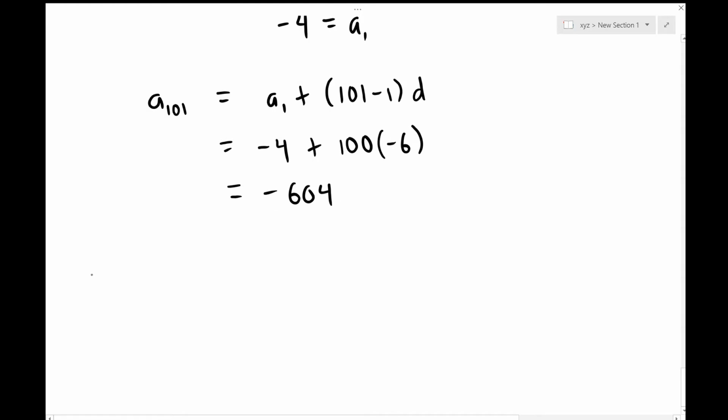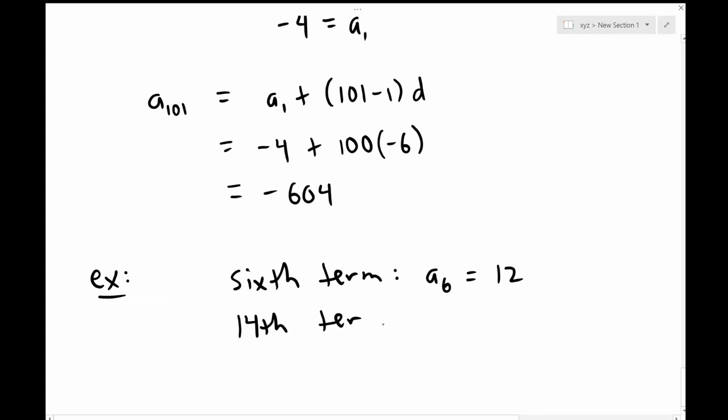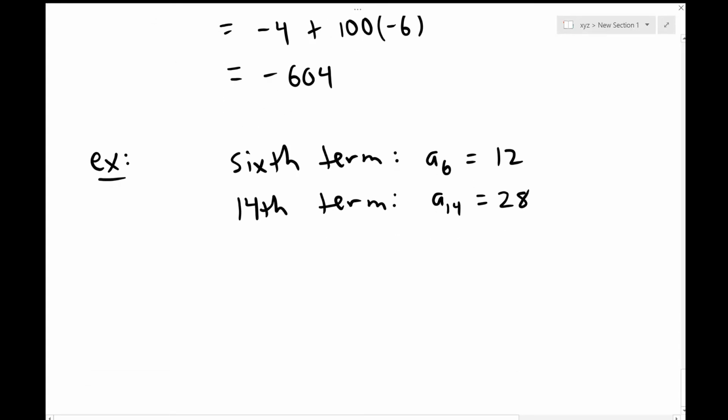So let's try one more example like that. So again, assuming that a sub n is arithmetic, suppose we know this time that the sixth term, a sub 6, is equal to 12. And suppose this time we're given the 14th term of the sequence. So suppose we're told that a sub 14 is equal to 28. Well, again, let's find the 101st term in this sequence. So let's find a sub 101, just like we did in the previous example. Again, I could find any term in the sequence, but just go with the 101st term on these examples.